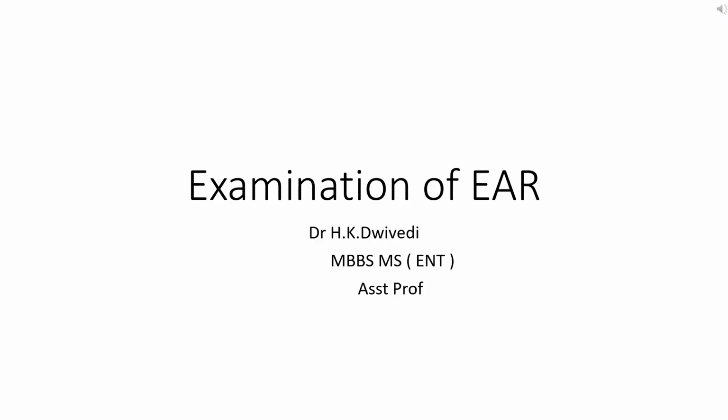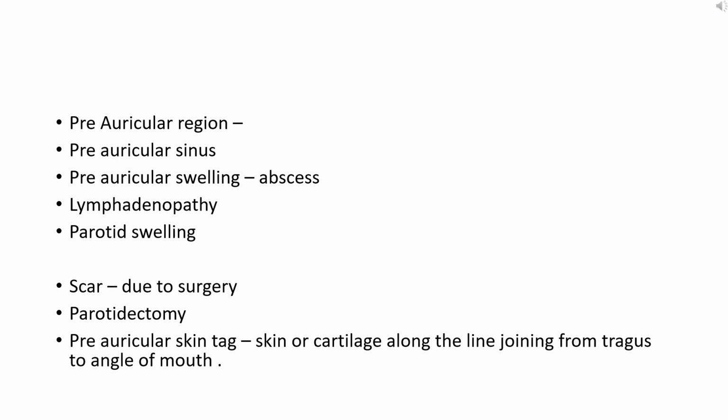Okay, so let's start. As we all know, the ear can be divided into three parts: external ear, middle ear, and inner ear. We will examine mainly the external and middle ear, and at last for the inner ear we have certain tests as well. First of all, we will start with the external ear. The external ear has three parts: pinna, external auditory canal, and tympanic membrane. Pinna is also known as auricle.